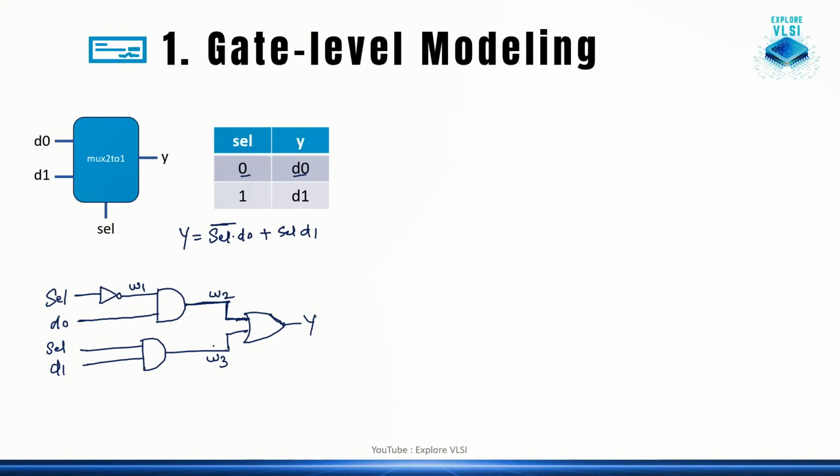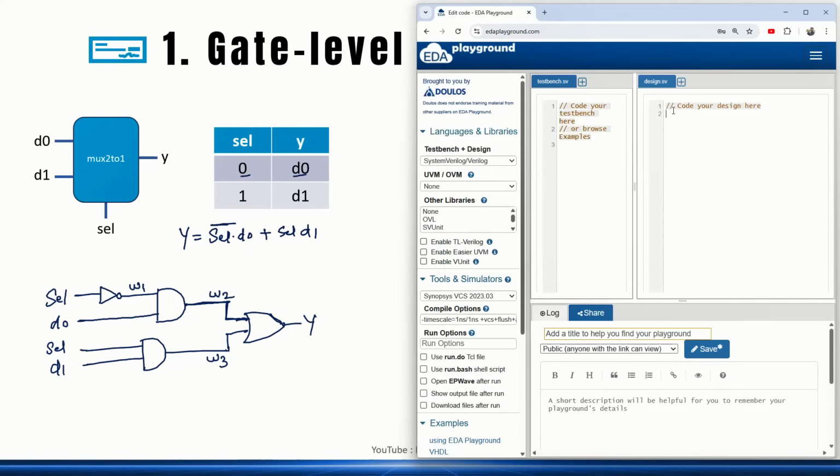Let's write a Verilog code for this. Here I am using the EDA Playground simulator to write the code and simulate. You can also create an account in edaplayground.com and start using it. Here I am writing the gate level modeling 2:1 mux design, and here we need to select SystemVerilog or Verilog as my language. So any Verilog code will start with the keyword module, and we need to give the module name as mux 2:1. In the braces I need to write D0 input, D1 input, select, and then output Y. These are my ports I am listing here.